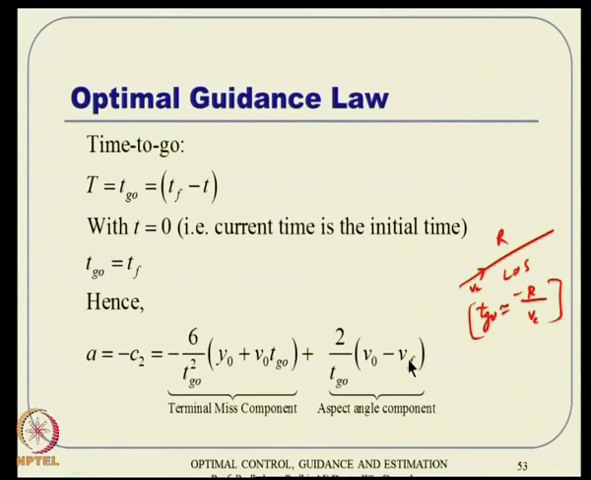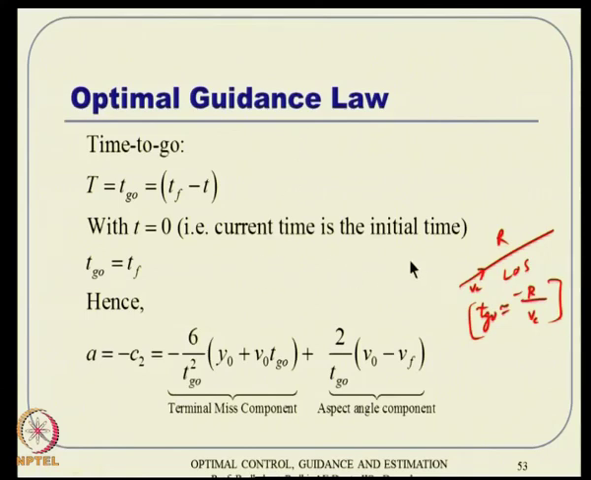Okay, so you can very clearly notice that there is a terminal miss component and there is an aspect angle component. This component came because of the formulation. So, you can see now the power of optimal control, and also these 2D things can be extended to 3D simply by mathematical formulations and all that. So, that is possible also. That is what I mean: various things we can talk about while formulating the guidance problem in the framework of optimal control theory.